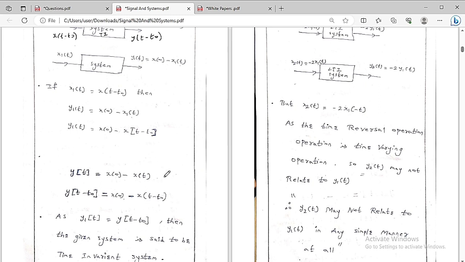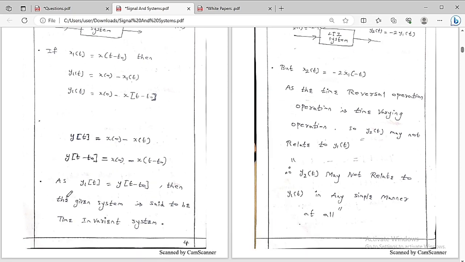And if you see these two equations, both are the same. Just y1 of t is nothing but y of t minus t naught. So if the input is delayed by some amount of time, the output is also delayed by the same amount of time. Therefore, we can say the given system is a time invariant system. As y1 of t is equal to y of t minus t naught, the given system is a time invariant system.